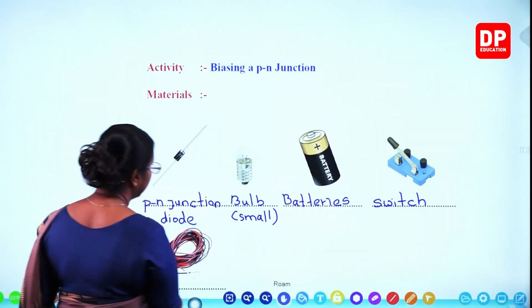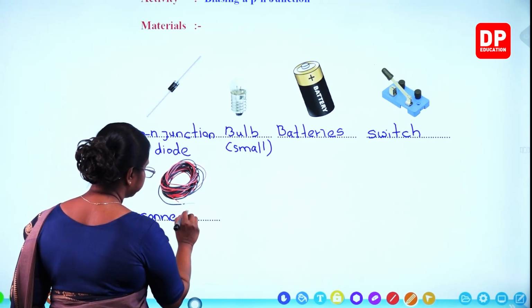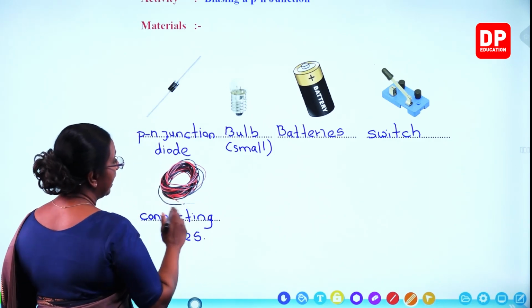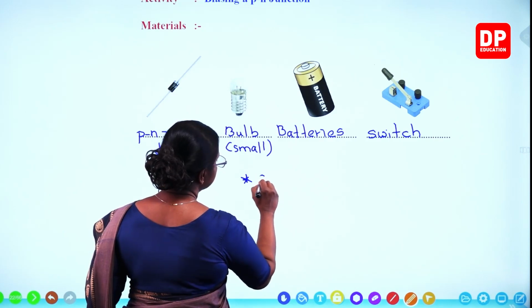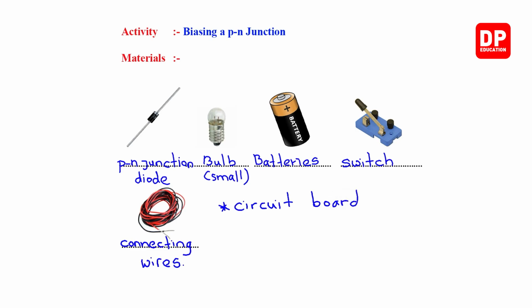And then we need connecting wires, and also we can use a circuit board. To get this circuit board, we can use a project board or a breadboard. So that is to connect the circuit. So these are the materials that we need, students.